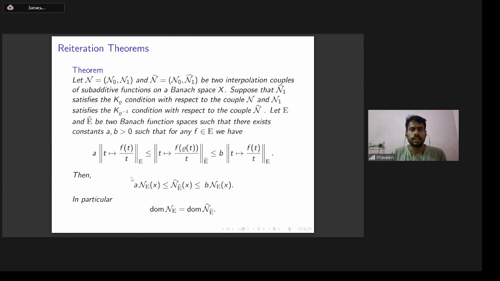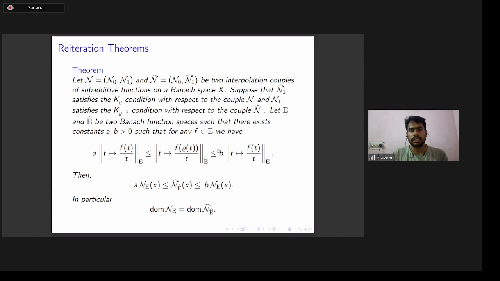And we are taking a pair of Banach function spaces E and E hat that satisfy a certain kind of relation. That is, for every function f in E, there exist some constants a, b positive, so that this relation holds: a times the E norm of t goes to f(t) upon t is less than or equal to the E hat norm of t goes to f of rho t upon t, which is less than or equal to b times the E norm of t goes to f(t) upon t.